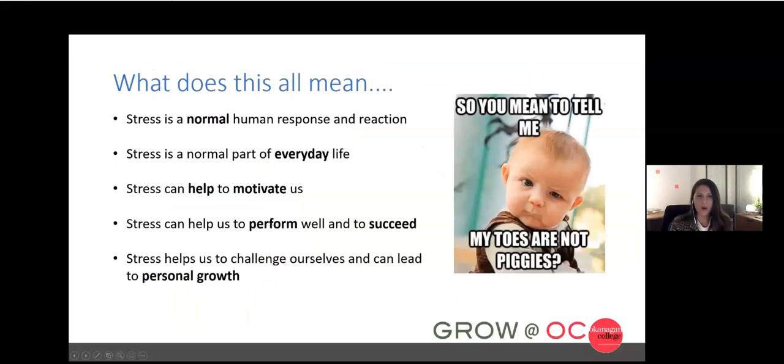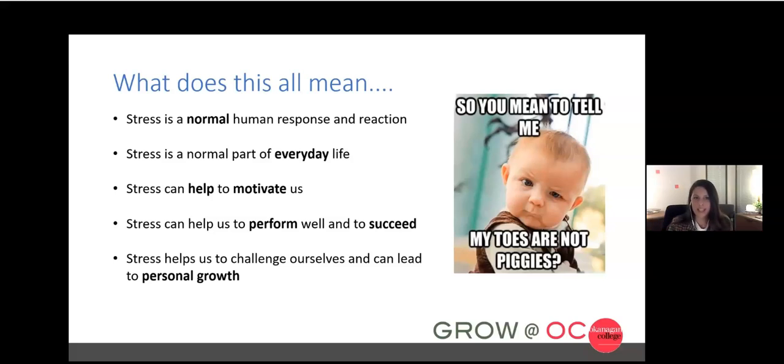Okay, so what does this all mean? Just like your toes are not piggies, right? You know, this little piggy went to the market. Stress is not all bad. So I'm here to tell you that stress is not necessarily a bad thing, even though it can really, really feel like it in the moment. So stress is a normal human response and reaction. It's a normal part of everyday life as a student in particular, as well as moving forward in your life.